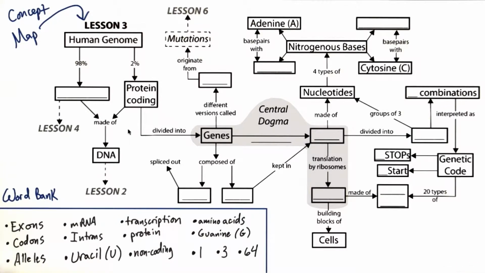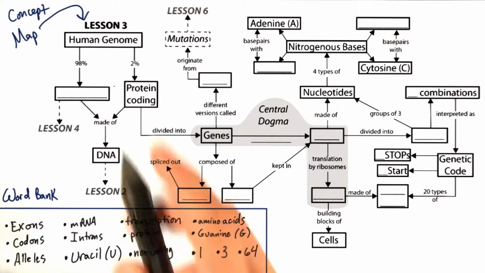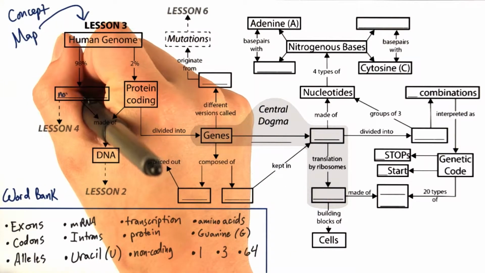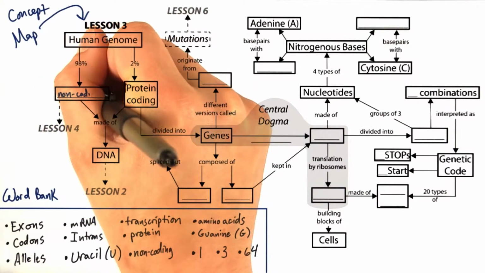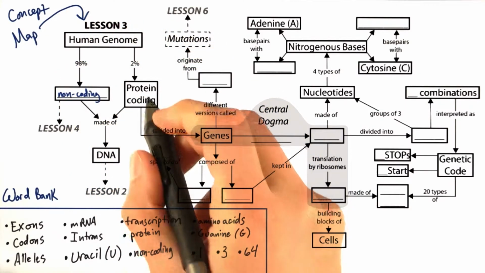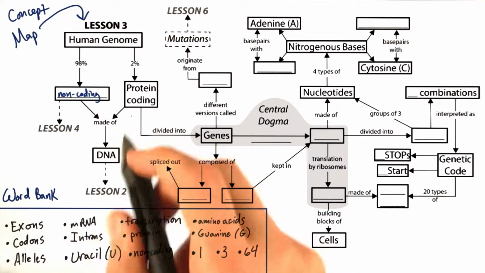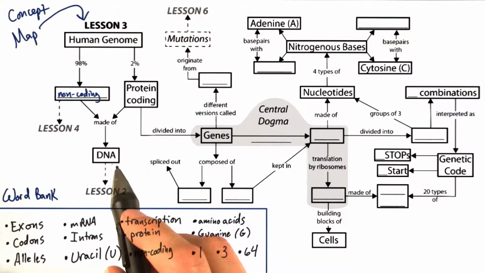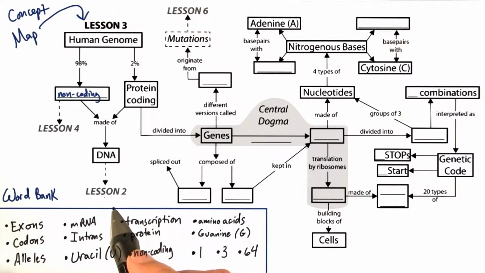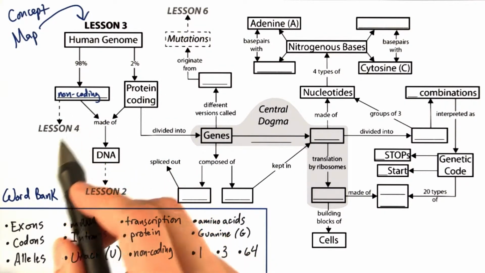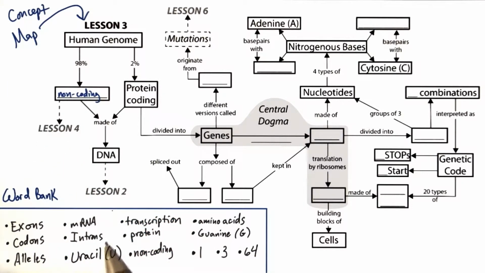Okay, let's see how you did with the concept map for lesson 3. Starting here at the human genome, approximately 98% of it is non-coding, doesn't code for anything, and about 2% of it is protein coding. But all these regions, as part of the genome, are actually made of DNA, which we learned a lot about in lesson 2. And in lesson 4, we'll learn more about this non-coding region.